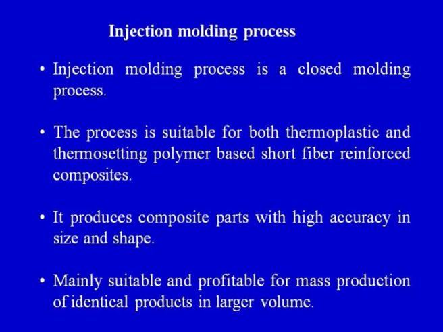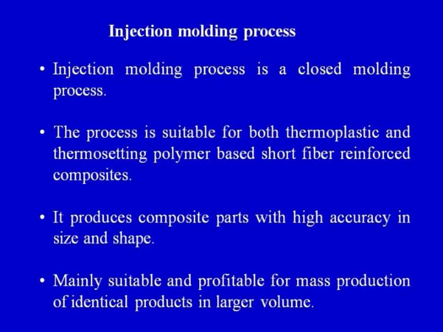Now, injection molding is a closed molding process, which we have already discussed in the previous slide, in which we have seen the classification of the processes which are used for making polymeric matrix composites. So injection molding falls under the category of closed mold. So the mold in this case would be a closed mold. The process is suitable for both thermoplastic and thermosetting polymers.